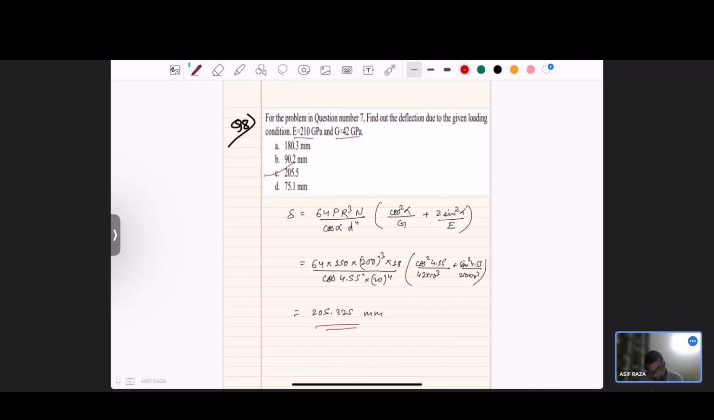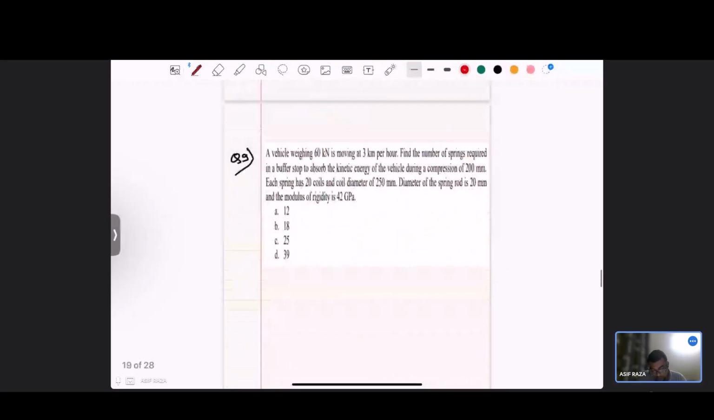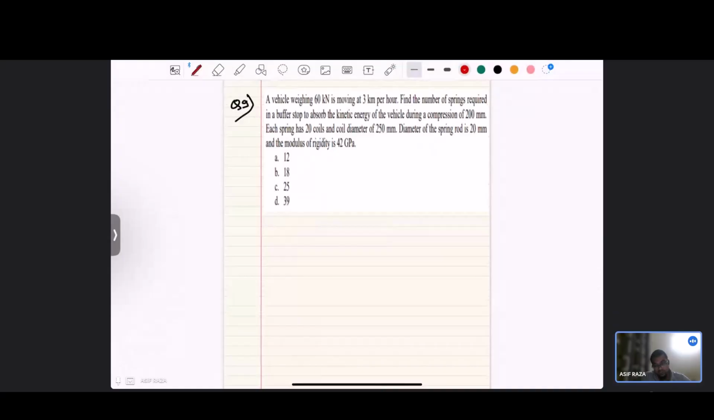Let's move on to the next question. Question number 9. A vehicle weighing 60 kilonewton is moving at 3 km per hour. Find the number of springs required in a buffer stop to absorb the kinetic energy of the vehicle during a compression of 200 mm. Each spring has 20 coils, coil diameter of 250 mm. Diameter of the spring rod is 20 mm and the modulus of rigidity is 42 megapascal.